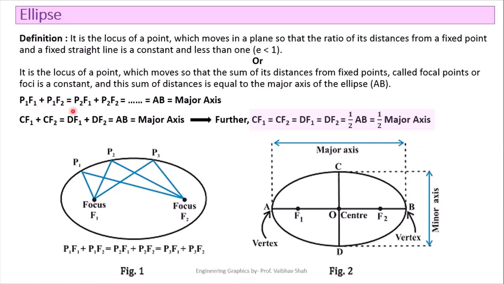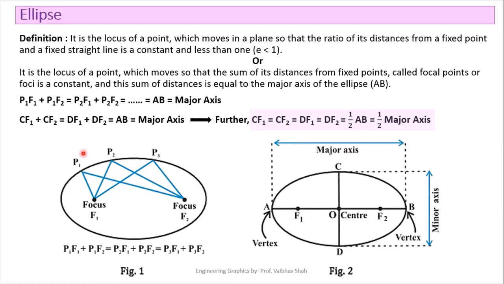So if we find the sum of the distances for n number of points taken on this ellipse, it would be exactly equal to the major axis AB of the ellipse. So let us define this major axis as AB. If we find the sum of the distances of the points from focal point F1 as well as focal point F2, which is P1F1 plus P1F2, for any number of points, it will be exactly equal to AB, the major axis. So we can write mathematically P1F1 plus P1F2 is equal to P2F1 plus P2F2, and for any point it is equal to AB, which is equal to the major axis.